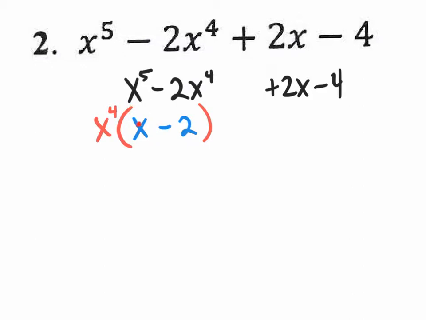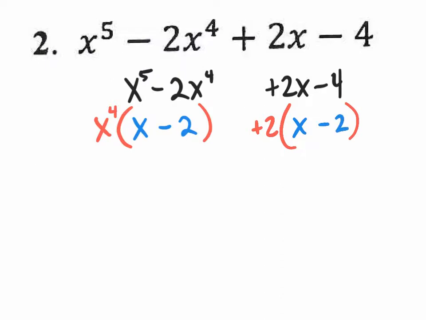I thought, x to the 4th times what will get us x to the 5th? That would be an x. X to the 4th times what would give us a negative 2 x to the 4th? That would be a negative 2. Let's do the same for the second group. Parenthesis, what could you pull out? What could you pull out? A 2, bless you. All right, so we're going to pull out that positive 2. And what would we have left? 2 times what is 2x? That would be an x. 2 times what is negative 4? That would be a negative 2.